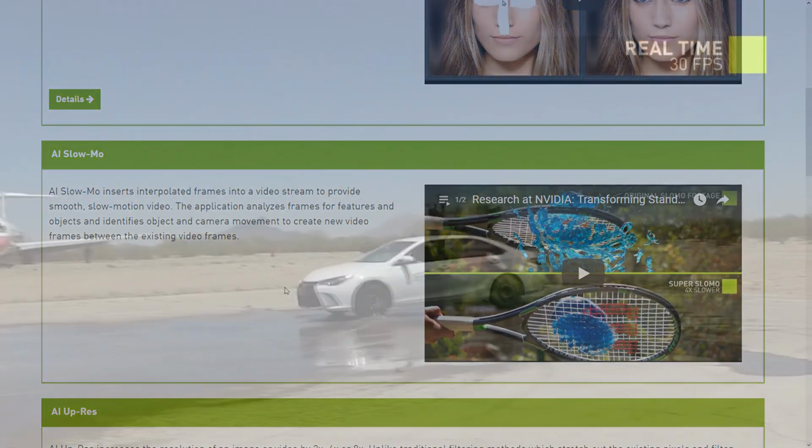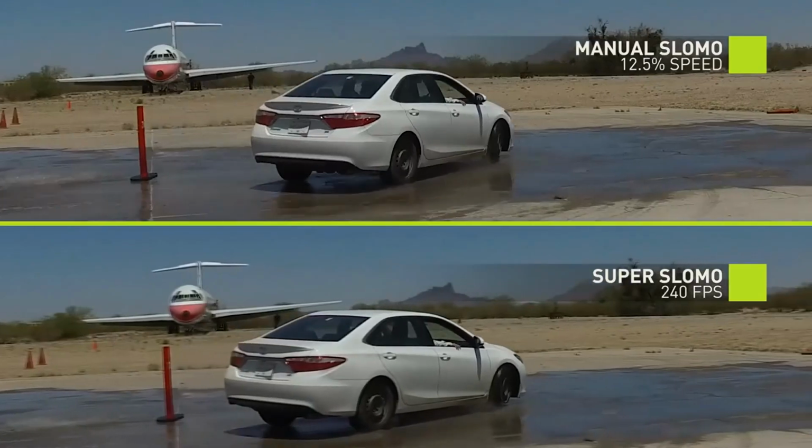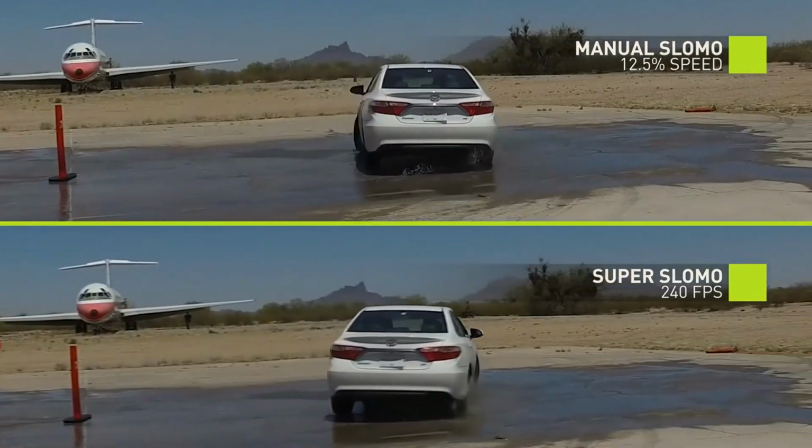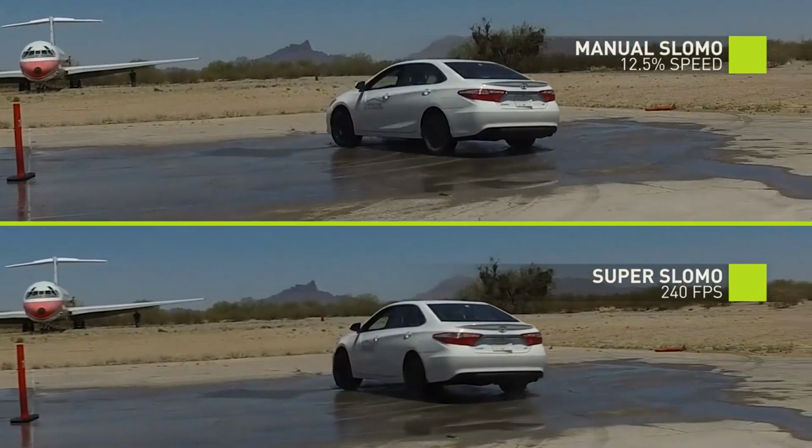They can also work with videos to make videos that are slow motion, even more slow motion, and there's a whole kind of article about that here.